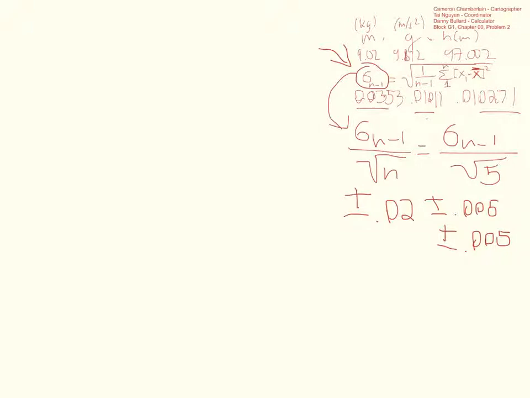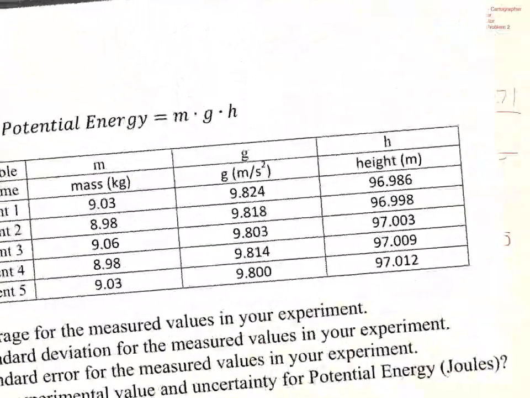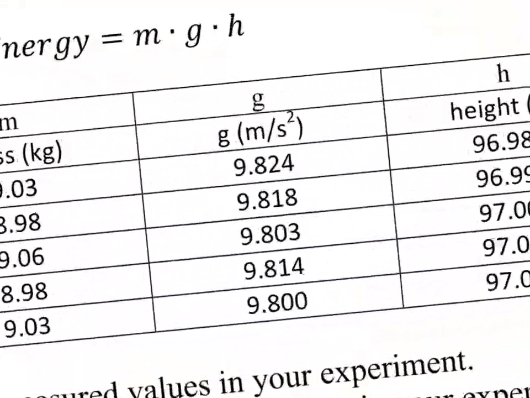So our last part is to calculate the standard error for the potential energy. We have to calculate the actual potential energy too. Let's have Cam put it in the table, and then we'll continue. All right. Chart.